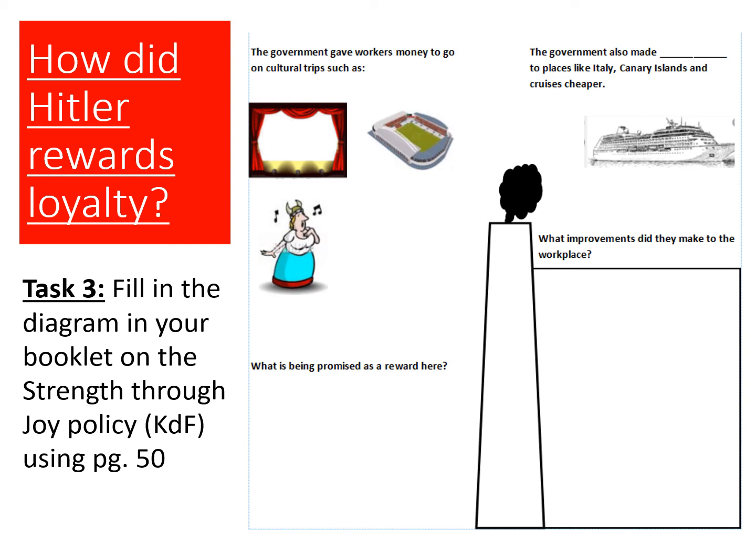So, I might read it on the PowerPoint as well, so you can either pause and answer the questions, or I think you're just labelling the pictures of what the pictures represent. I'd like you to do some bullet points inside the factory that I've made for you at the bottom corner there, and then answer the final question: what is being promised as a reward here?